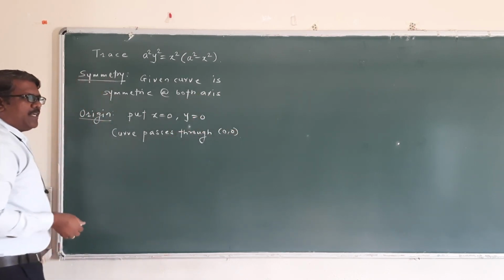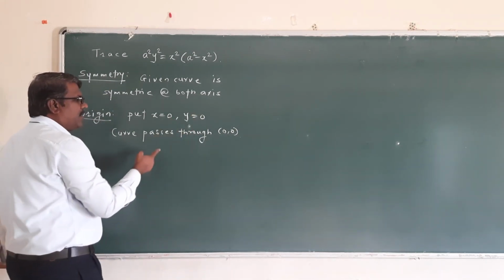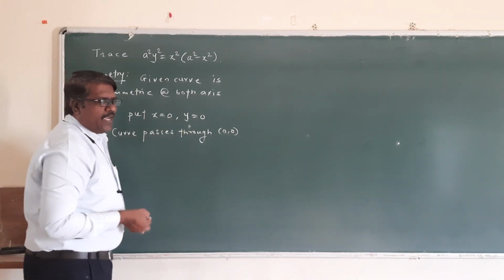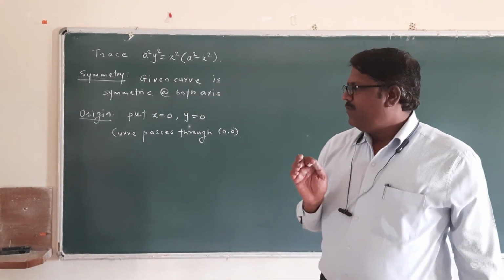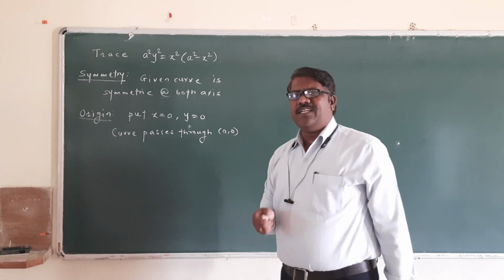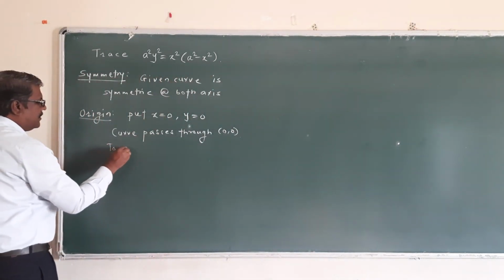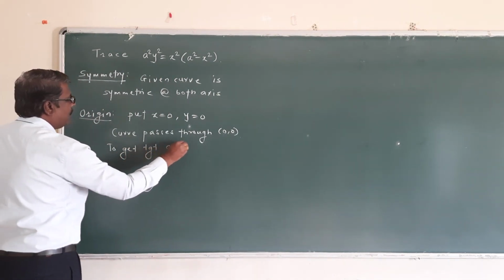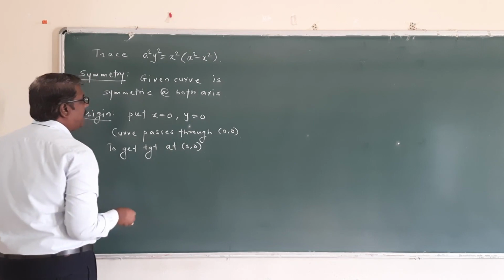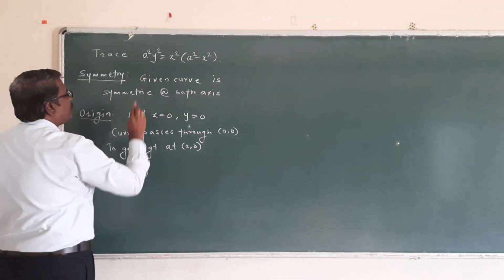Now once the curve passes through origin, the next work is to calculate the equation of tangent at origin. And how to calculate the equation of tangent at origin? We equate the lowest degree term to 0. So to get tangent at origin, equate the lowest degree term from the given equation to 0.